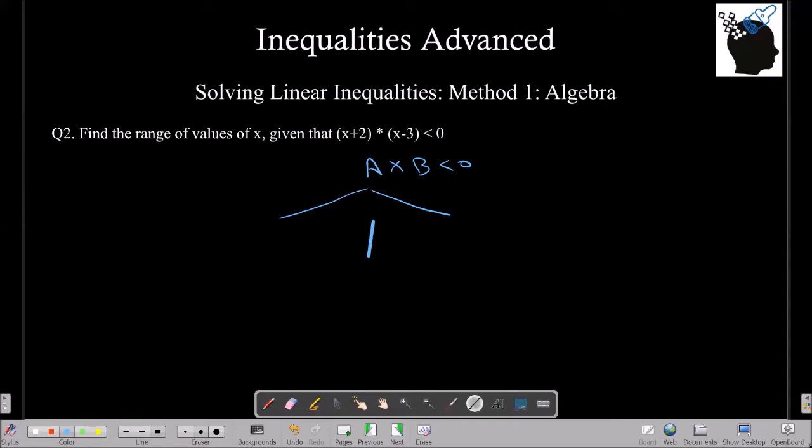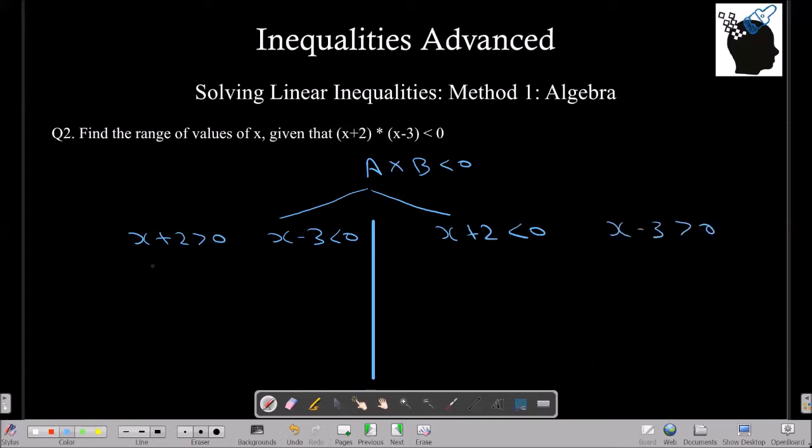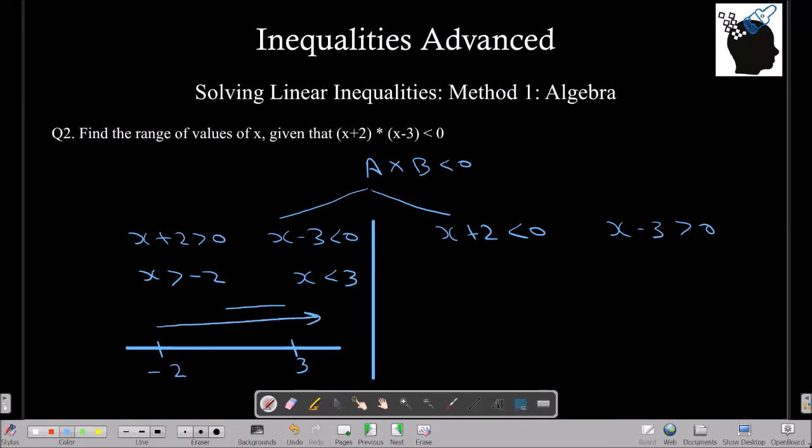In the first case, we are going to have x + 2 positive and x - 3 negative. And in the second case, we'll have x + 2 negative and x - 3 positive. So let's simplify this. x greater than -2, x less than 3. Let's plot it on the number line. So we'll plot 2 points, -2 and 3. So x is greater than -2 and x is less than 3. This gives us the common solution as x lies between -2 and 3.